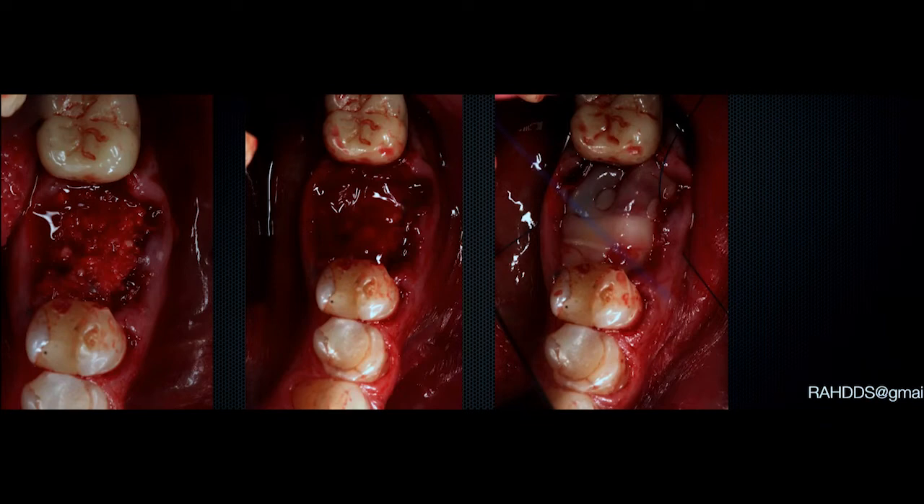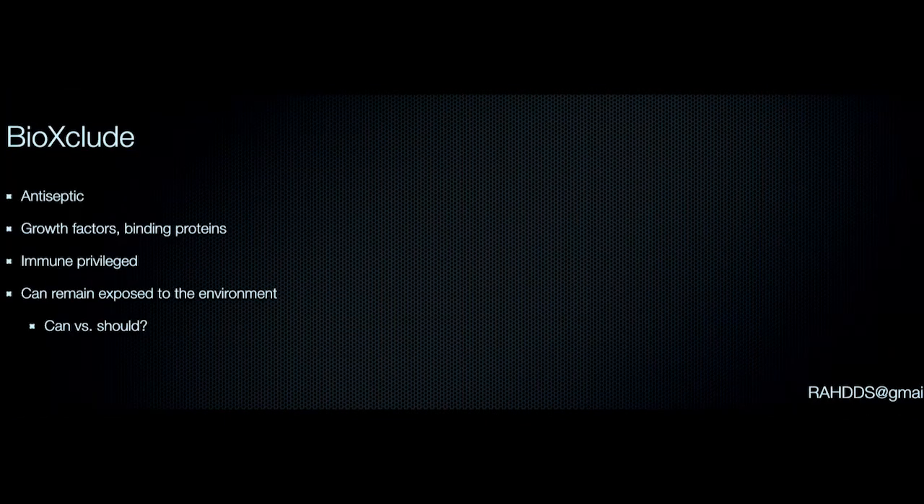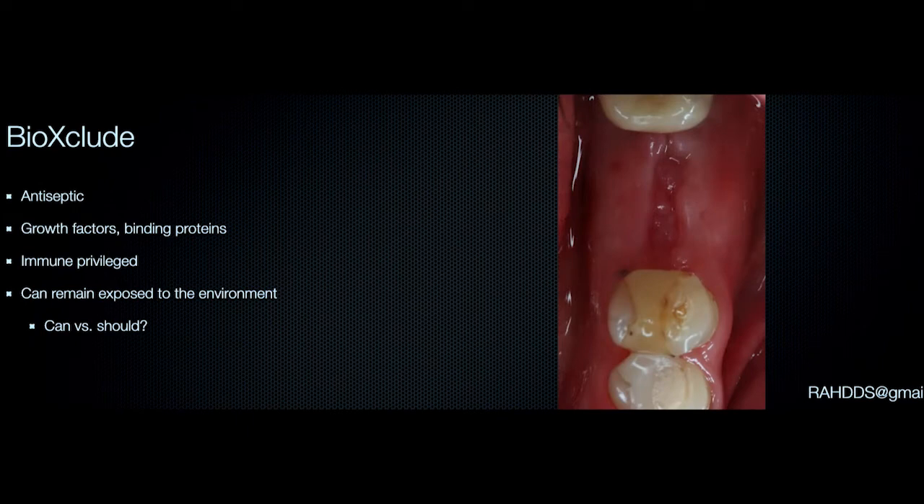If I'm concerned about the patient, I'll put PRF over it. I'll put collagen over it. I'll put something, not for GBR. I'll put it to keep the patient away from it, to keep the patient from damaging the site. And again, not trying for primary closure. Because even if that PRF is gone in a week, my BioXclude will have had its magical effect in that time. So again, angiogenic, the growth factors and everything.